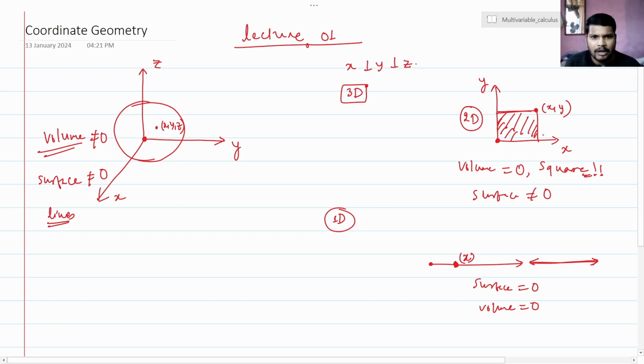On the other hand, if you are in 1D, that requires only one parameter to locate, and it will exist as a line. There is no surface, no volume. So this is a basic property of the coordinate system. Now the one thing is how we locate it.